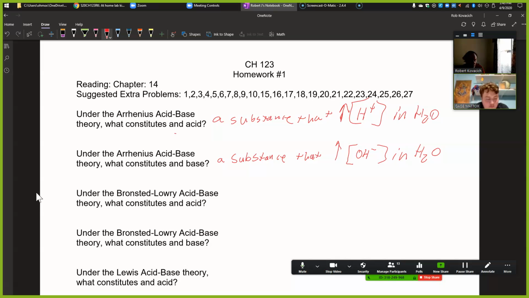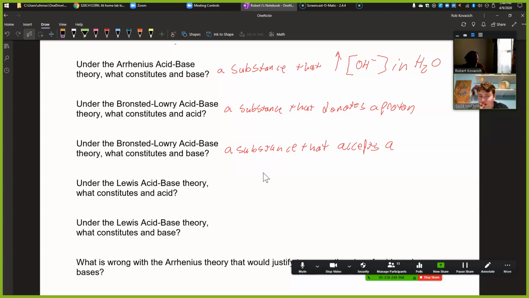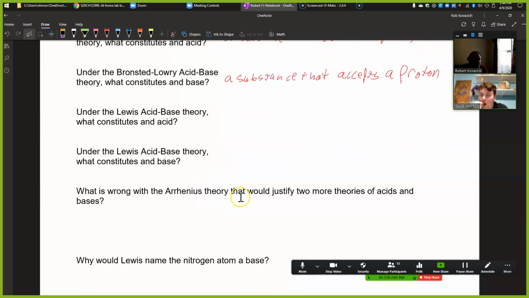All right, how about Bronsted-Lowry acid? A substance that donates a proton. And a base? Yeah, sorry, Allison. No paying for the kits.